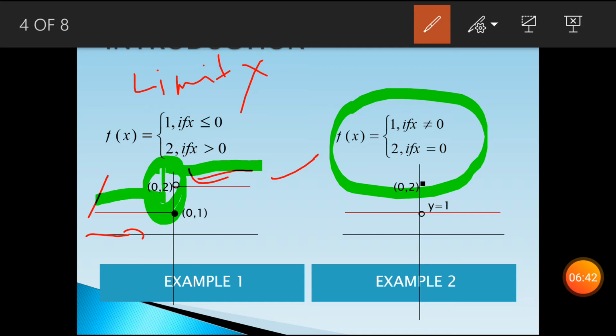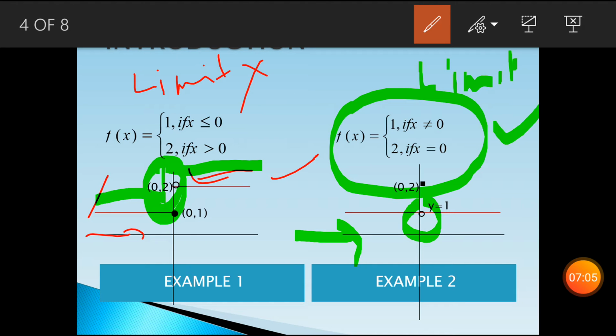What is there? f(x) equals 1 for x not equal to 0. It means we are going to get this graph, and 2 at 0. It means it is shown by this figure like this. It means our function is approaching from the left hand side to 1 and from the right hand side also to 1. It means the limit of this function exists.